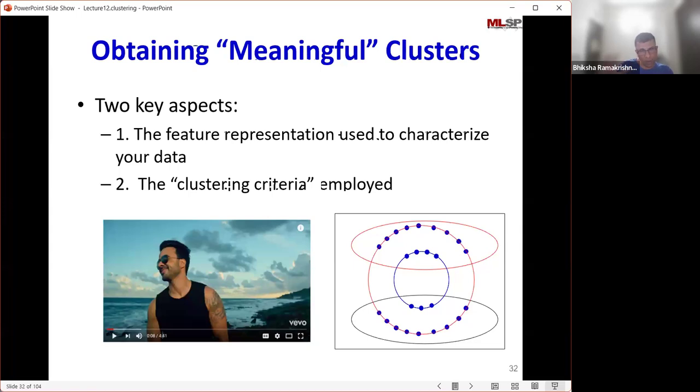So for all of this, you want the clusters to be meaningful. There are two key aspects here. One is the feature representation used to characterize the data. And the second is the clustering criterion employed. How did this frame of video become one or more feature vectors? And then how did you cluster them? Which distance metric did you use? For now, I'm going to assume that this is not something we will address because we've been talking about features all semester long. Let's look at clustering.